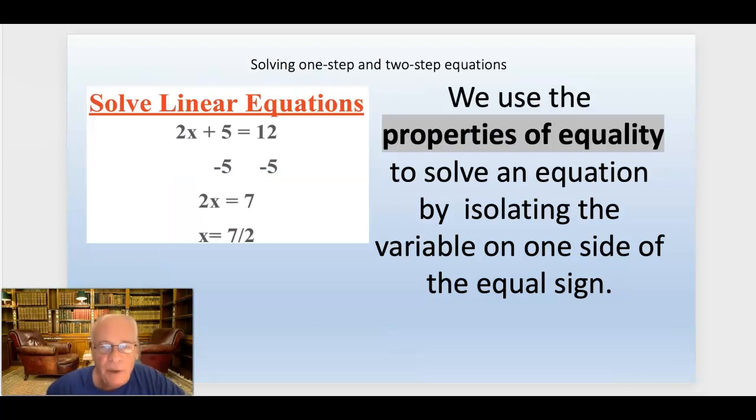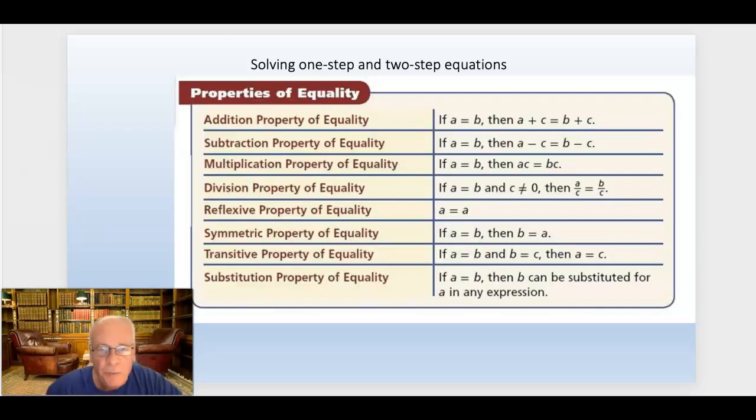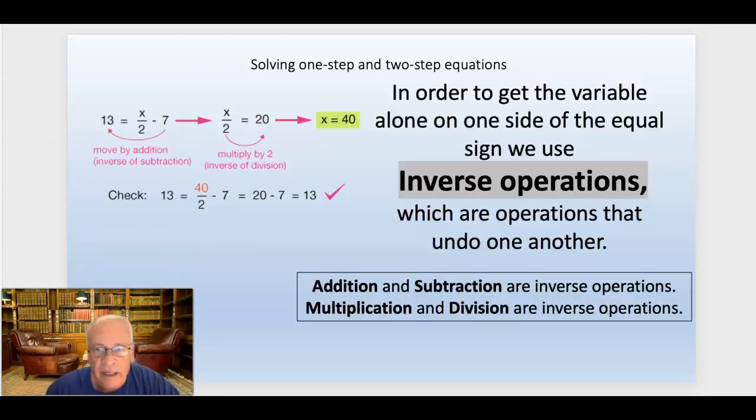Guys, we use the properties of equality to solve an equation by isolating the variable on one side of the equal sign. All right, that's what it means to solve. Isolate the variable on one side of the equal sign. These are the properties of equality. We're going to use the first 4 in particular: add, subtract, multiply, divide. And then you can look at those later if you'd like.